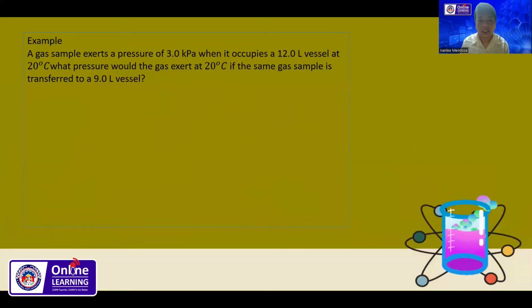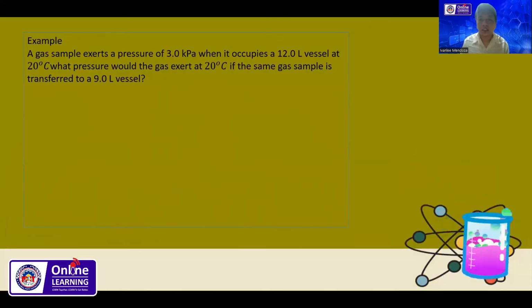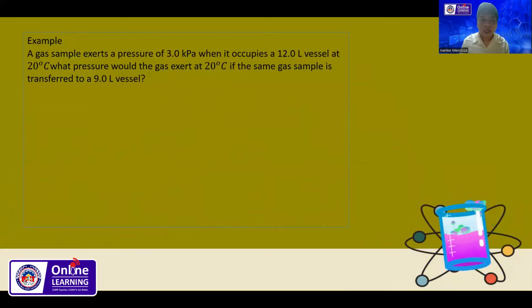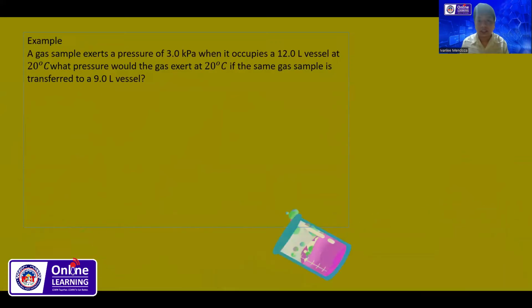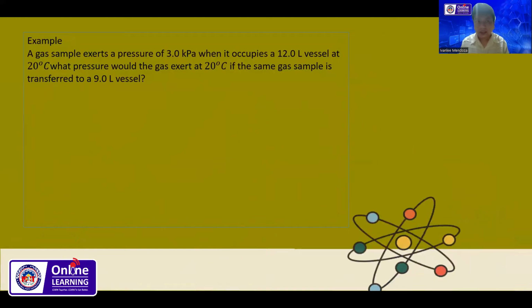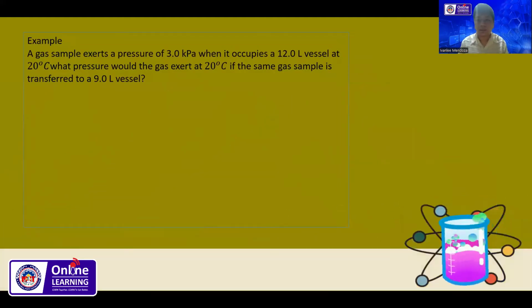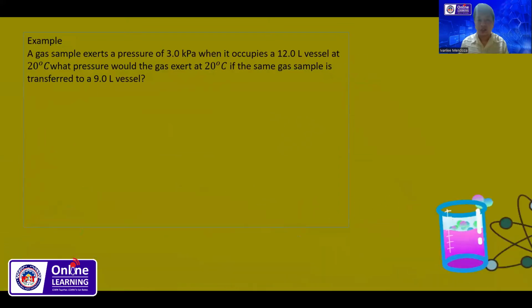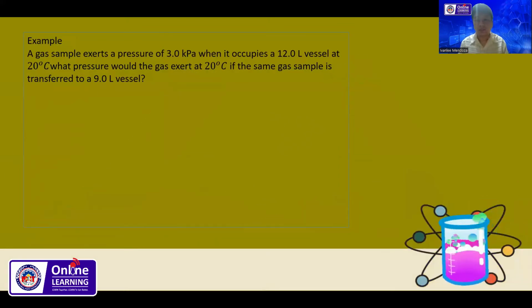Then we have 20 degrees Celsius at that particular initial pressure and volume. At the same time, after transferring the same gas, you will notice that the temperature is also the same. So this particular problem signifies Boyle's law, because the temperature is constant. Again, we need to determine the pressure with a 9.0 liter vessel.